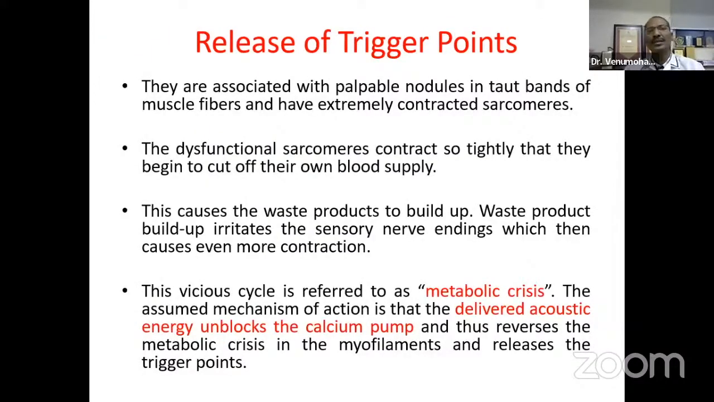Shockwaves are used for treating trigger points. So here we refer to this pathologic process as the metabolic crisis. So when the shockwaves are delivered, then there is unblocking of this calcium pump, which reverses the metabolic crisis, thereby releasing the myofilaments and trigger points.